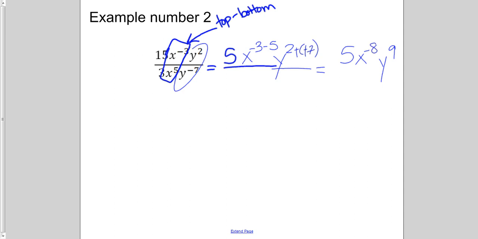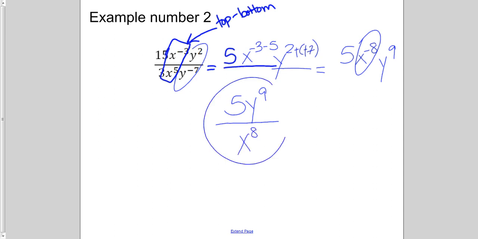However, that left us with a negative exponent, x to the negative 8th. So when we write our answer, we would have 5 y to the 9th, because those two terms did not have negative exponents. And we move that x to the 8th onto the bottom, or the denominator, so that the exponent becomes positive.